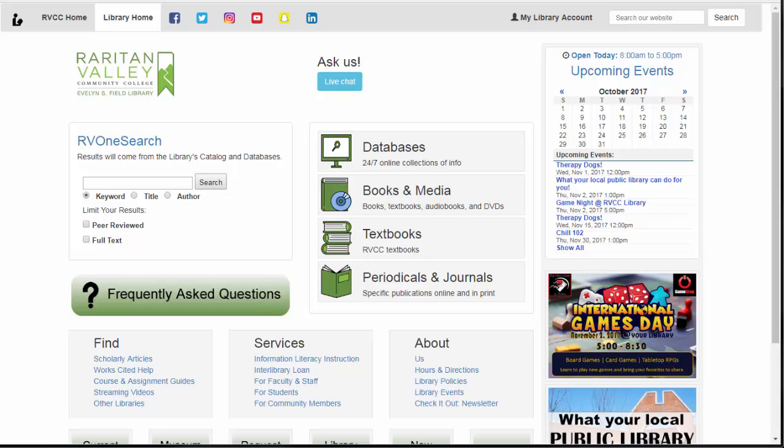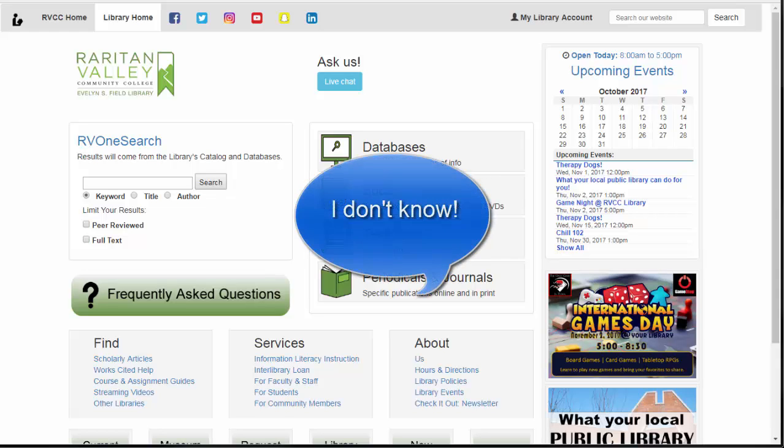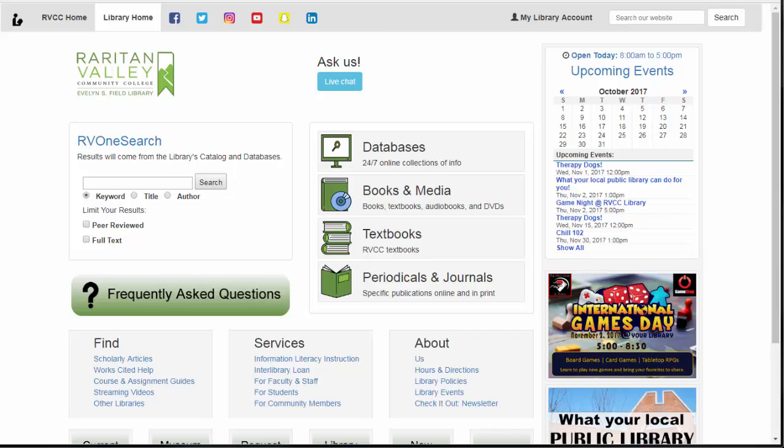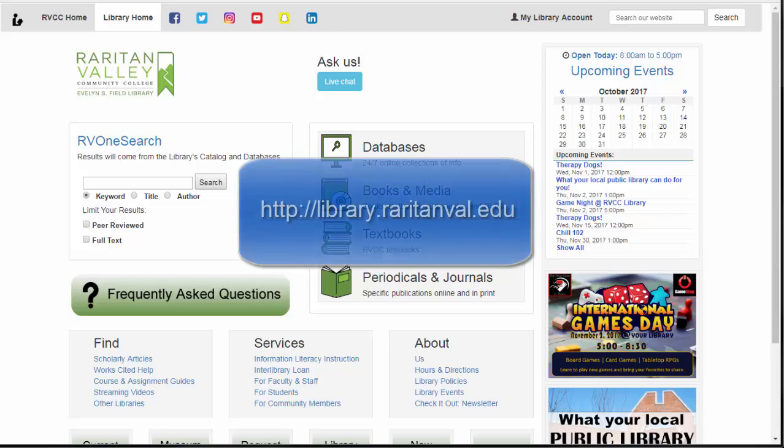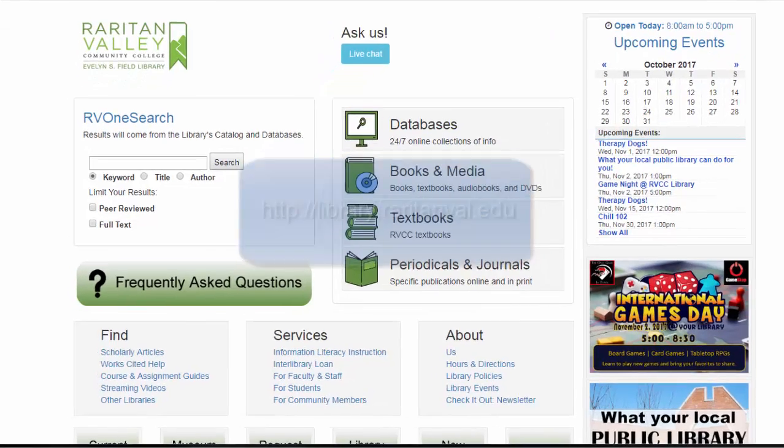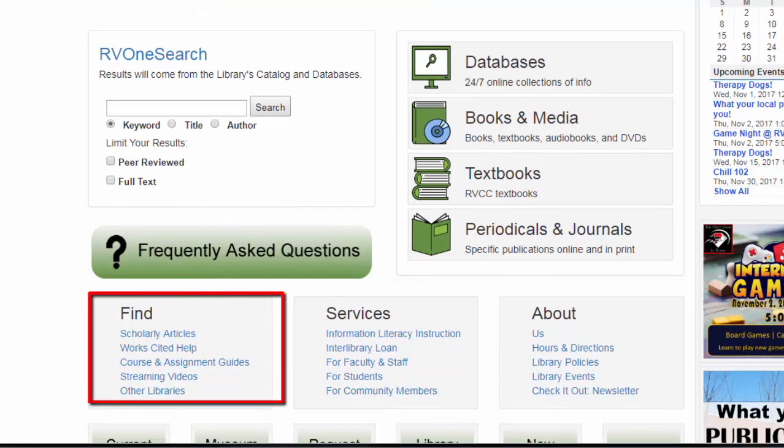You've been asked to use scholarly articles in your research. First of all, what is a scholarly article? We have a helpful webpage on our site which will describe the criteria of a scholarly article. Please visit library.raritanval.edu. Under the Find menu, click on Scholarly Articles.